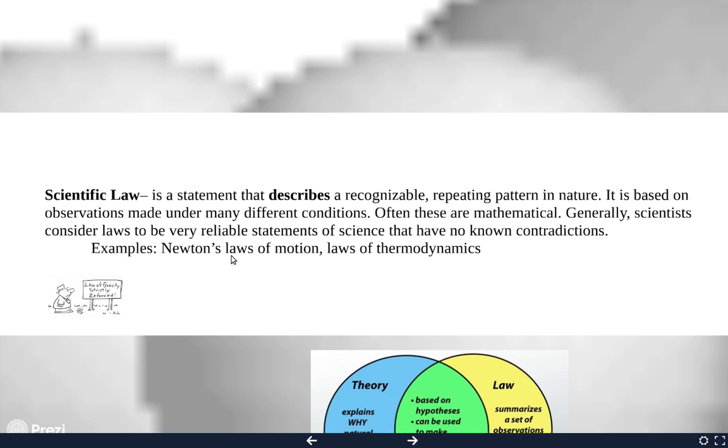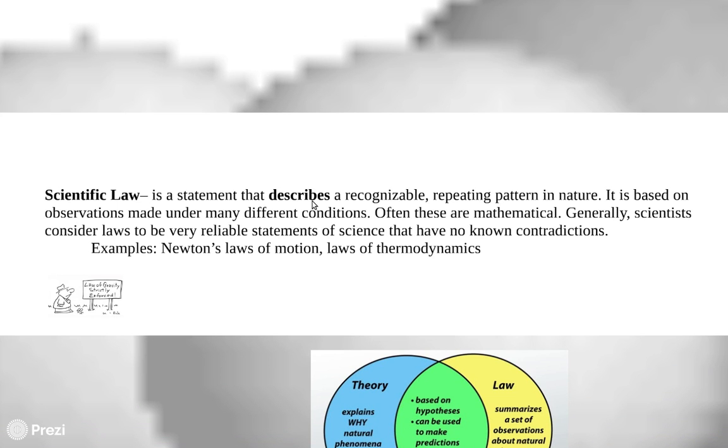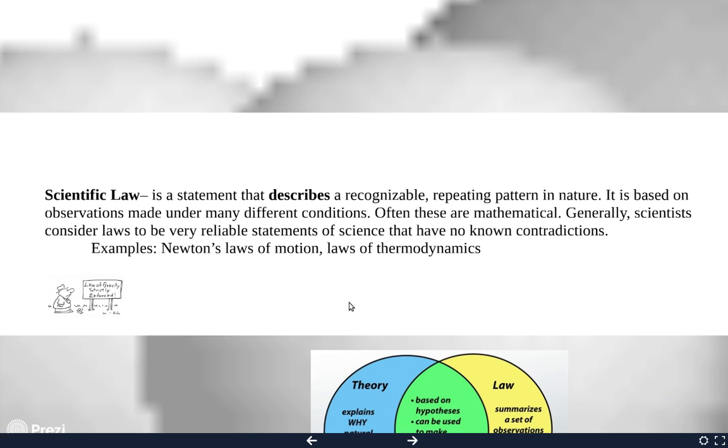A scientific law is a statement that describes. So a scientific law describes what happens. A theory explains why it's happening. So a law is a recognizable repeating pattern in nature. It is based on observations made under many different conditions. Often these are mathematical. Generally, scientists consider laws to be very reliable statements of science that have no known contradictions. Newton's laws of motion are an example, and the laws of thermodynamics are another.